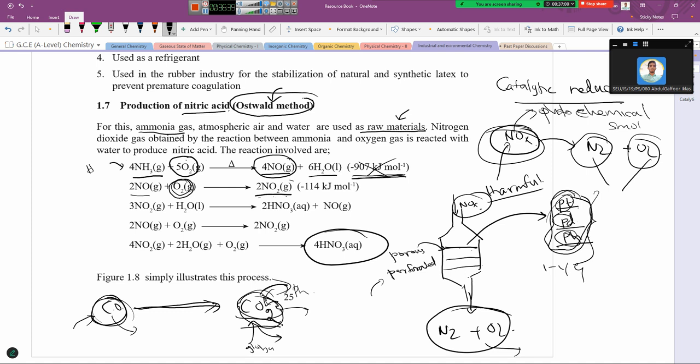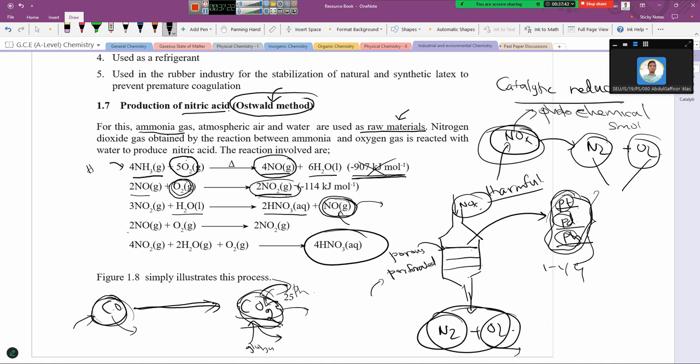Now this NO2 gas should be dissolved in water to produce HNO3 aqueous, right? And when NO2 gas dissolves in water, NO gas is produced again. Now with this NO gas, you can do two things. The first one is we shouldn't let this NO gas go to the environment, because this is harmful. So you should subject this NO gas to the catalytic converter to make N2 gas and O2 gas.